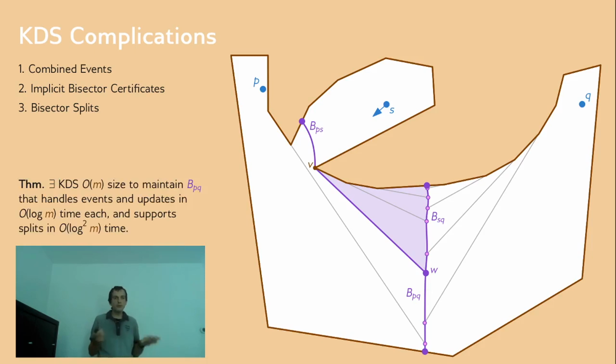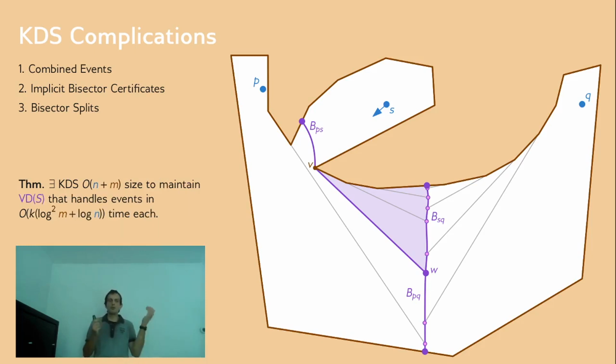So basically, most of the complexity is in our KDS for this single bisector. It should support these updates and splits, and once we have that, we can use it to get the KDS of the entire Voronoi diagram.